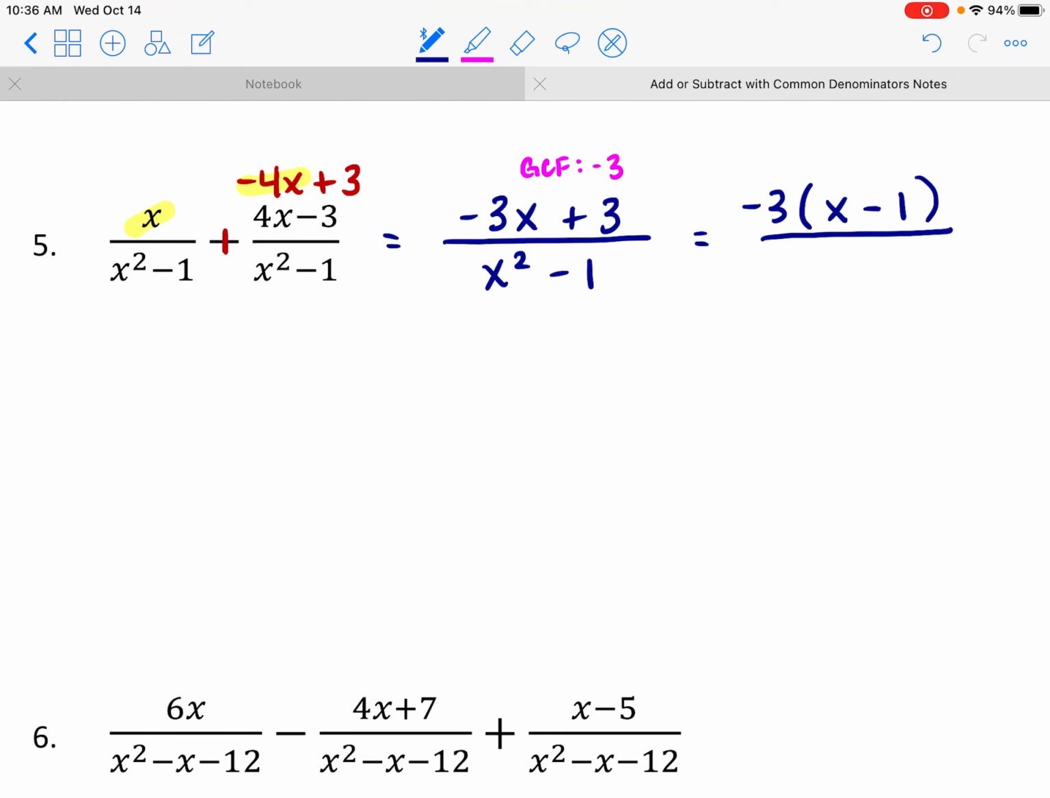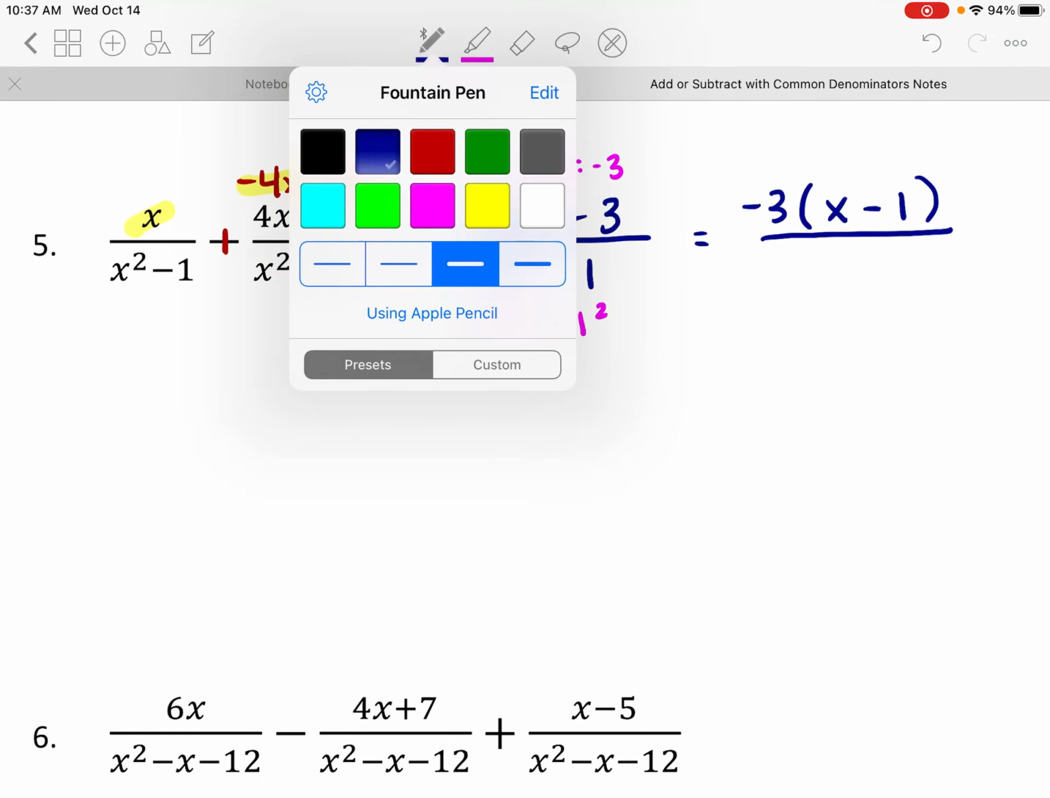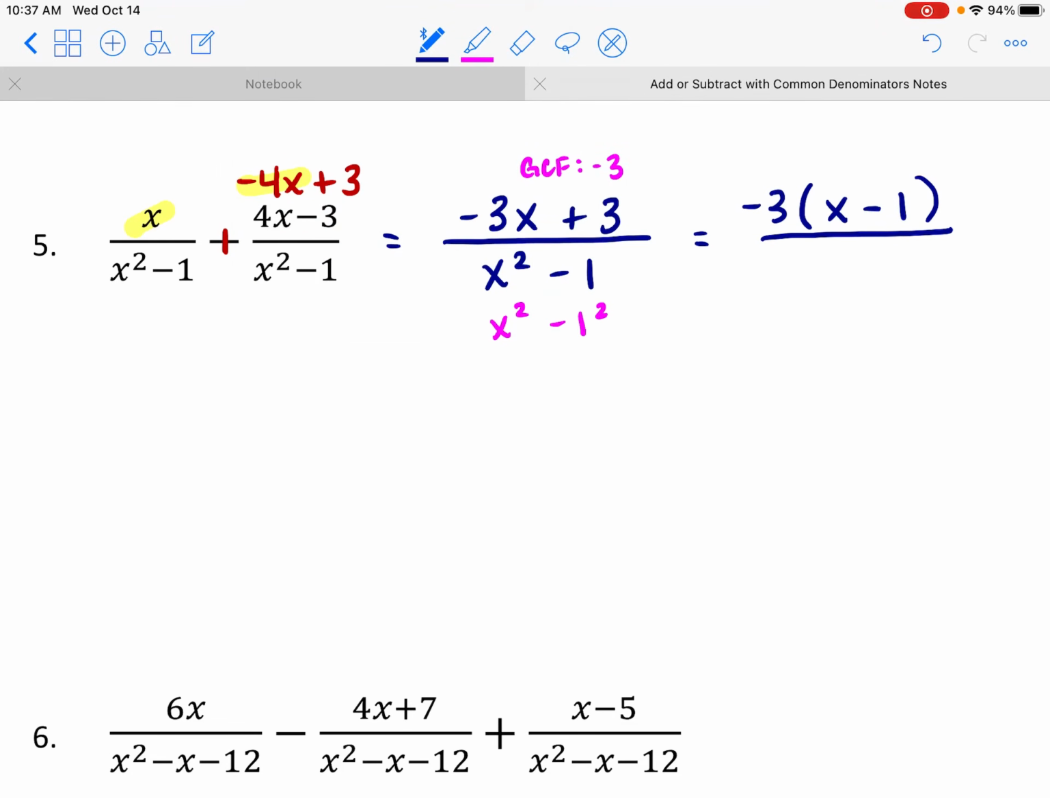And then on the bottom, we have a difference of squares. Oops, I wanted not the highlighter, but the pen. Okay, so the difference of squares, this is a result of x squared and 1 squared. So the bottom is going to factor into these conjugates, right? X plus 1 and x minus 1.